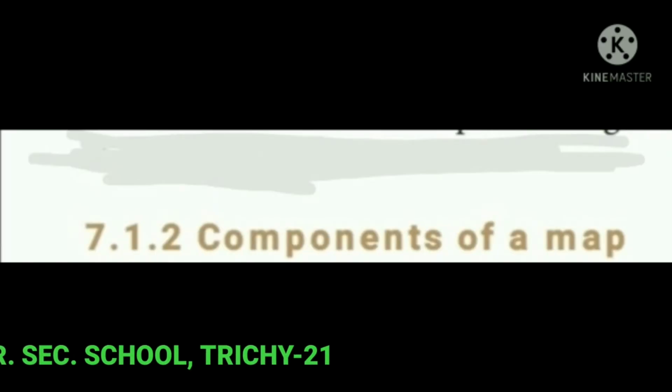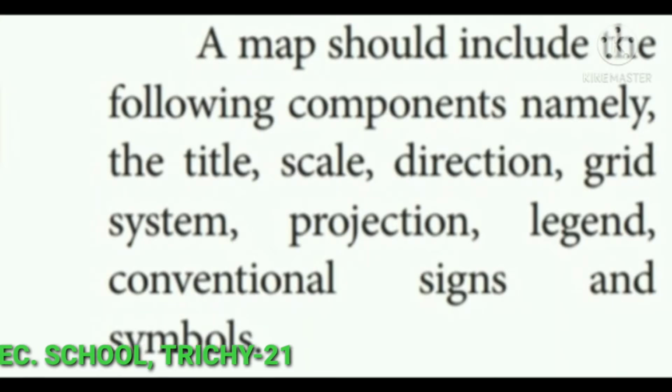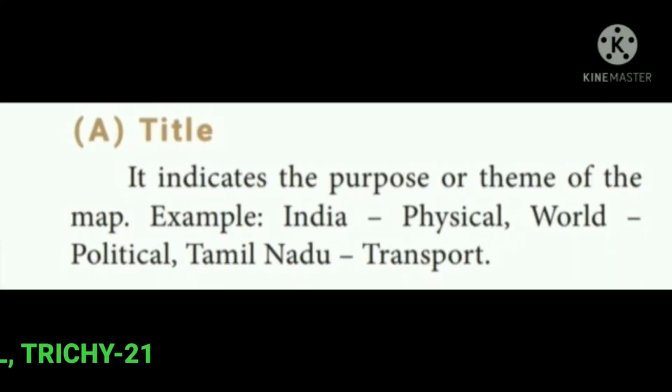Next topic, components of a map. A map should include the following components, namely the title, scale, direction, grid system, projection, legend, conventional signs, and symbols. Title. It indicates the purpose or theme of the map. Examples: India physical, World political, Tamil Nadu transport.